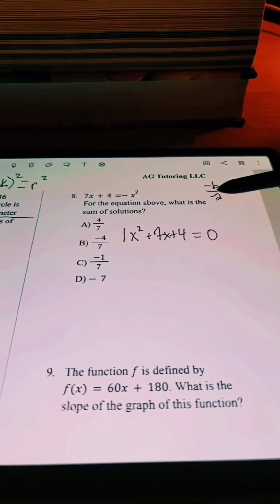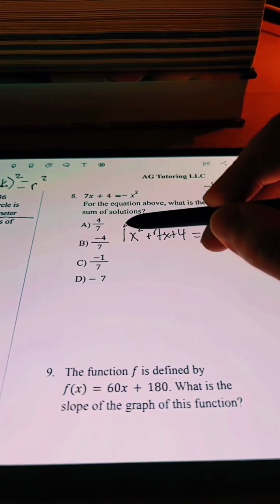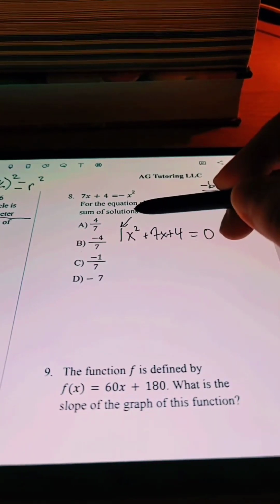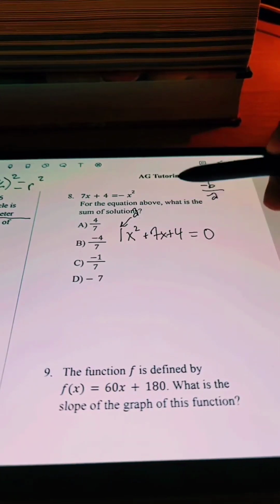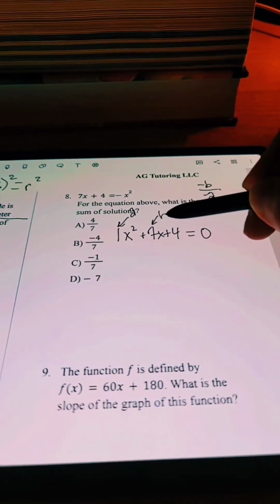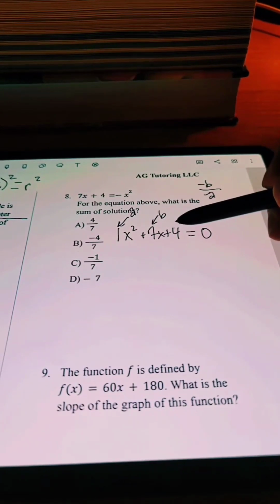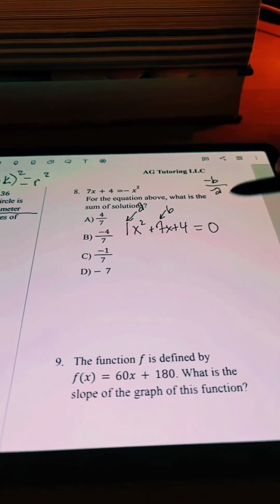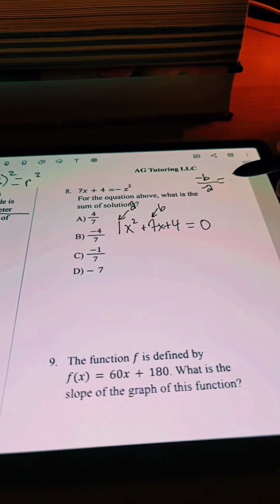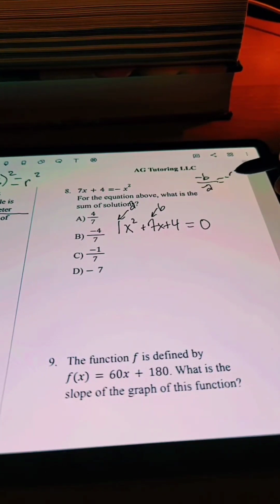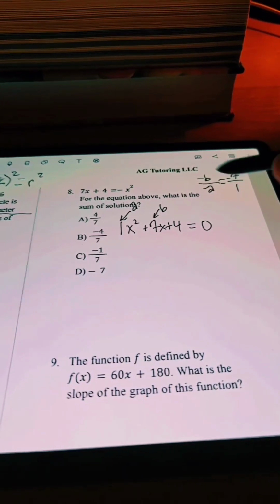Then we're going to figure out what a and b are. Just like with the quadratic formula, a is going to be the number multiplied by x squared, and b is the number multiplied by x. Then we're going to plug that into the formula. So it's going to be negative 7 over 1, or negative 7.